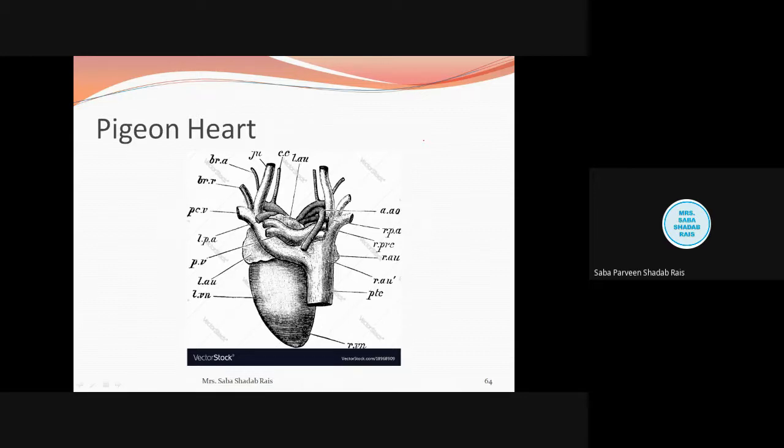So from aves onwards, you will observe that the ventricles have a proper thick muscular septum, and this septum is called the interventricular septum. This septum helps to separate the two ventricles from each other.